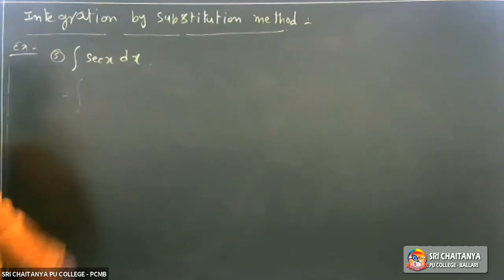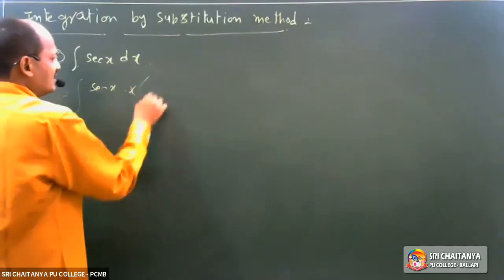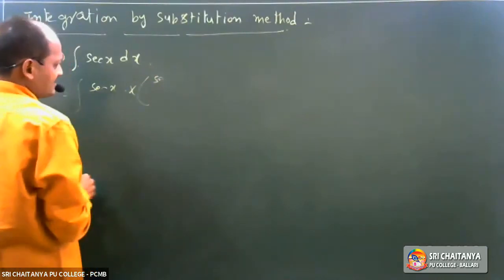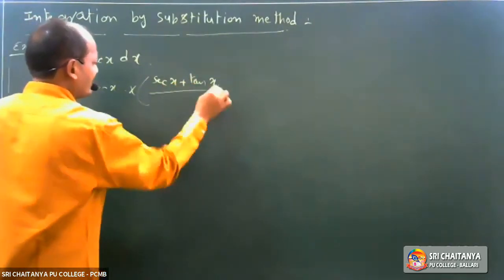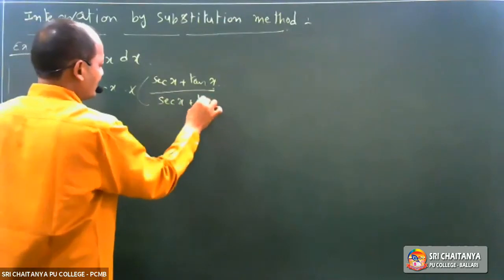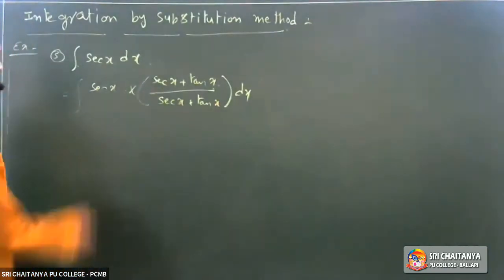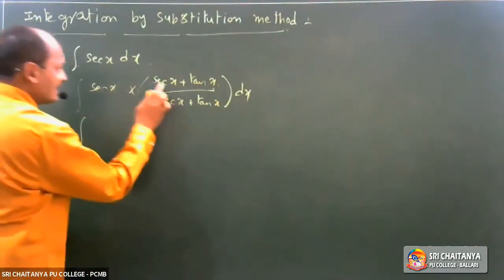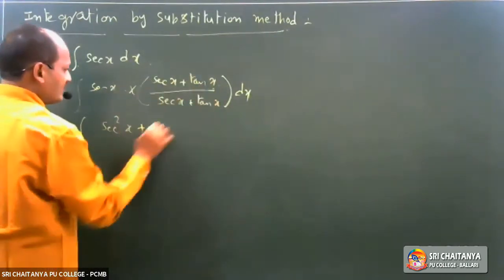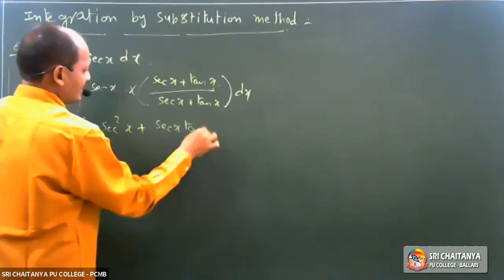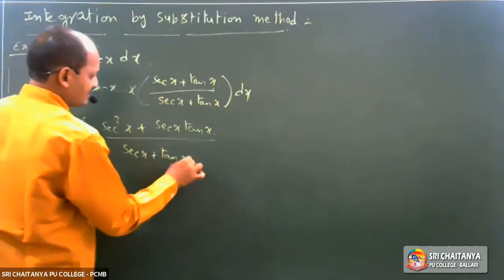So integral of secant x: first multiply and divide by secant x plus tan x. Secant x into secant x plus tan x, divided by secant x plus tan x. Now integral of secant x into secant x gives secant square x, plus secant x into tan x, divided by secant x plus tan x dx.